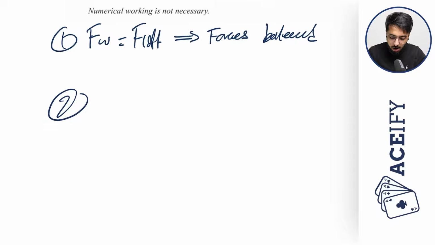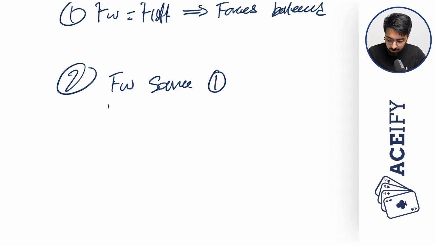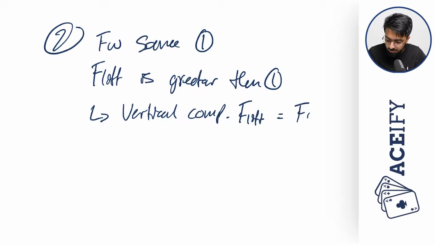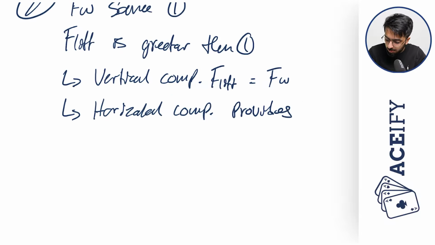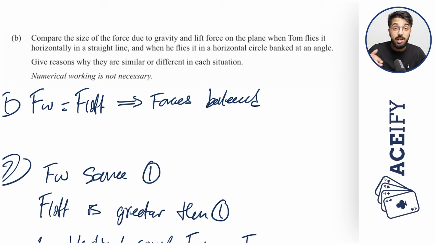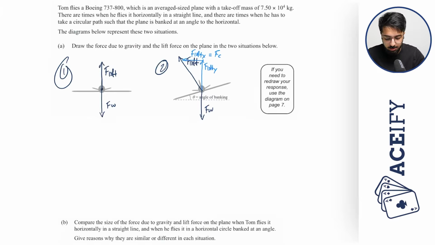In our second scenario, our weight force remains the same as our first scenario, okay? However, our lift force is greater than in our first scenario, and this is because the vertical component of our lift force is equal to the weight force, and the horizontal component provides our centripetal force, okay? And in this case, the forces are not balanced. We know the forces are not balanced because FC is a net force, okay? Our centripetal force is a net force. And so if there's a net force present, then the forces must not be balanced, all right? So pretty much the exact same thing that I explained in part A.